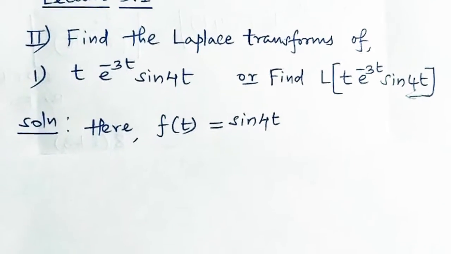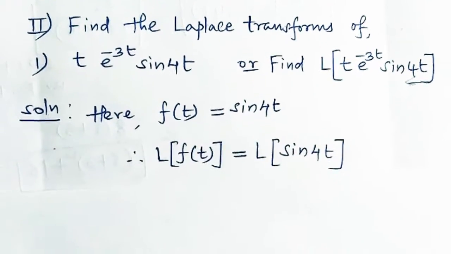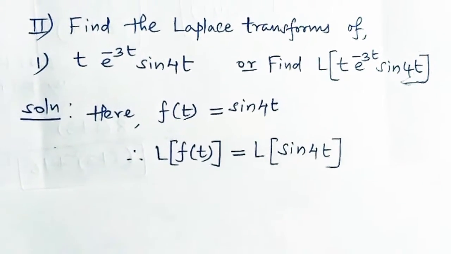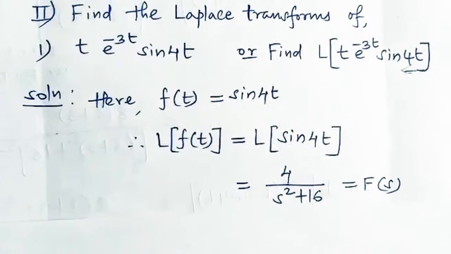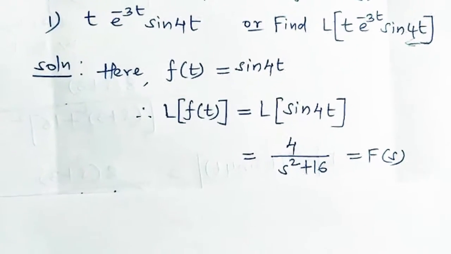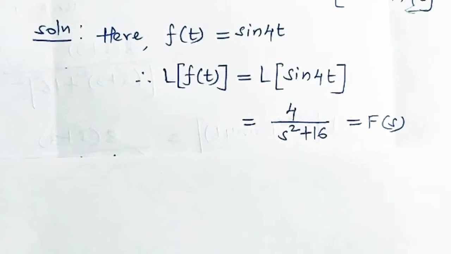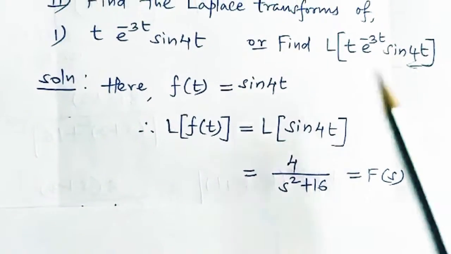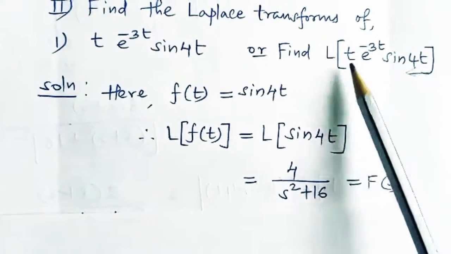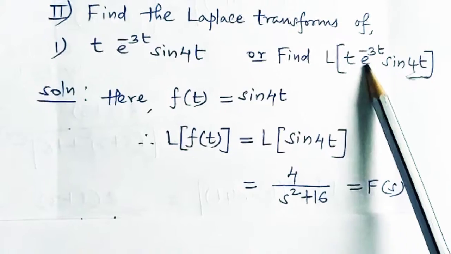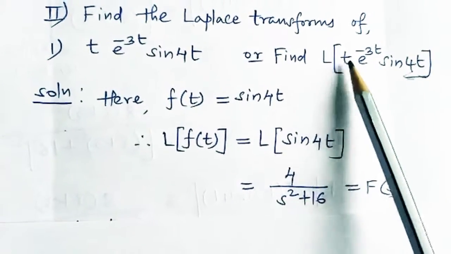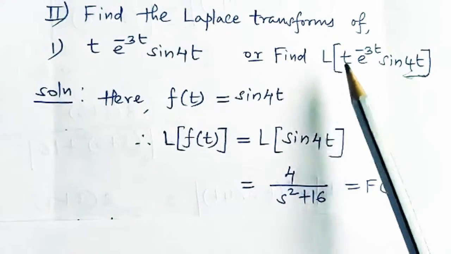Then find the Laplace transform of f of t. L of f of t is Laplace of sine of 4t, which is 4 divided by s square plus 16, or 4 square. So we may consider that as f of s. Now, after sine of 4t, for the given function we are supposed to use e to the power of minus 3t and then t. So e raised to minus 3t implies we are using the first shifting property, and t implies we are using multiplication by t.